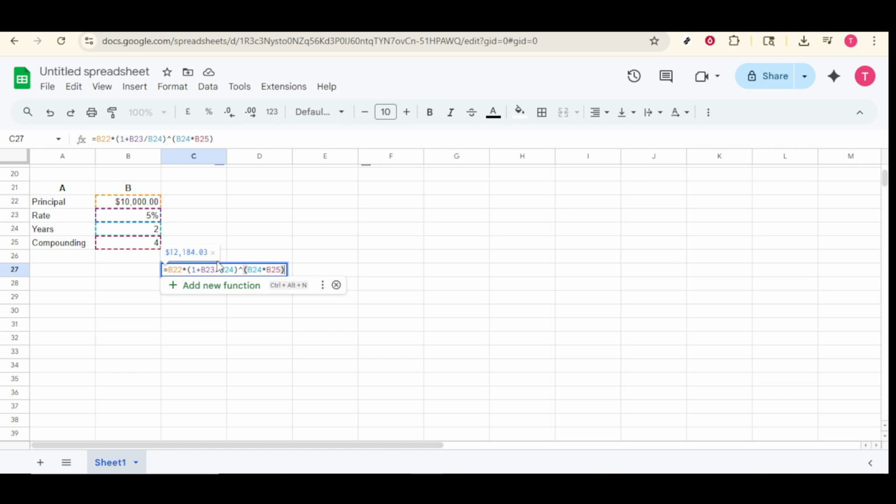Moving on, in cell A4, label it Compounding, and in B4, specify the number of times the interest is compounded per year. Let's use 4 times, which corresponds to quarterly compounding. With all of that information organized, it's time to implement the compound interest formula into Google Sheets.